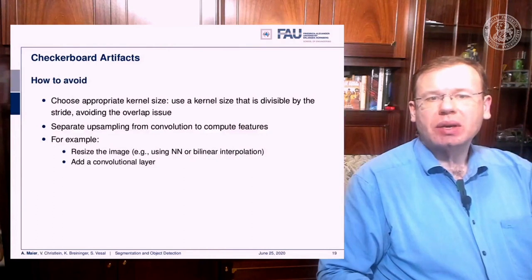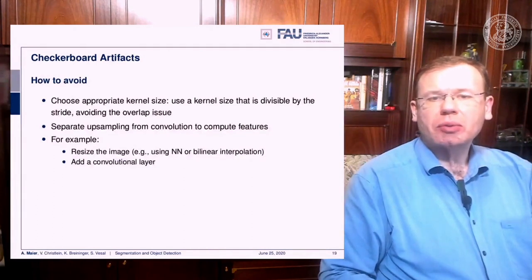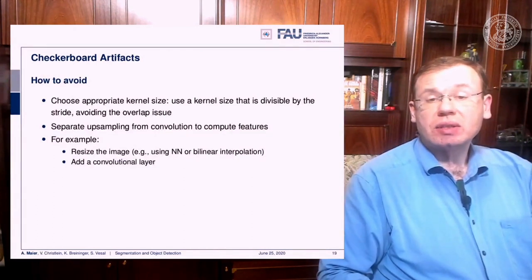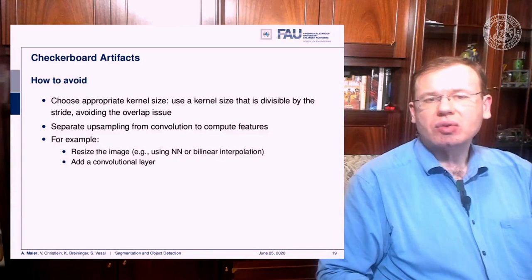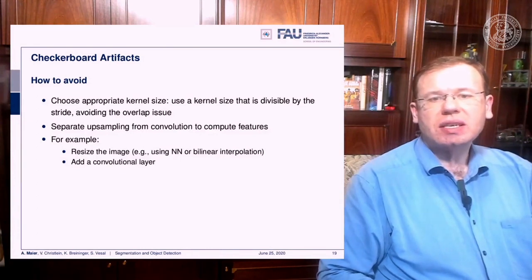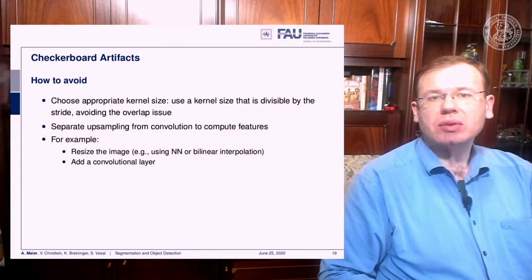So how can this be avoided? Well, you choose an appropriate kernel size. You choose the kernel size in a way that it is divisible by the stride, and then you can also separate upsampling from convolution to compute the features. So, for example, you could resize the image using a neural network or bilinear interpolation, and then you add a convolution layer. So these would be typical approaches to do this.